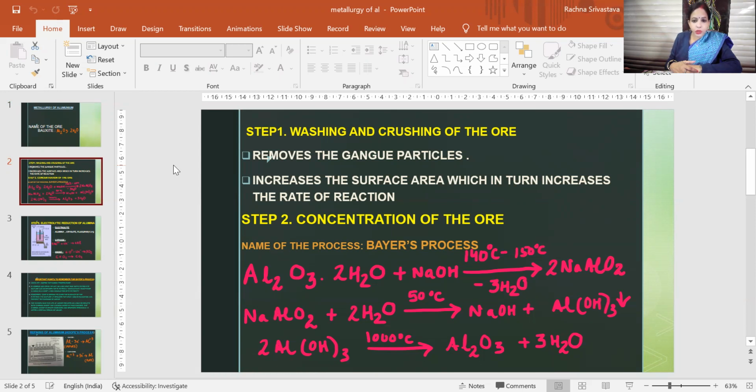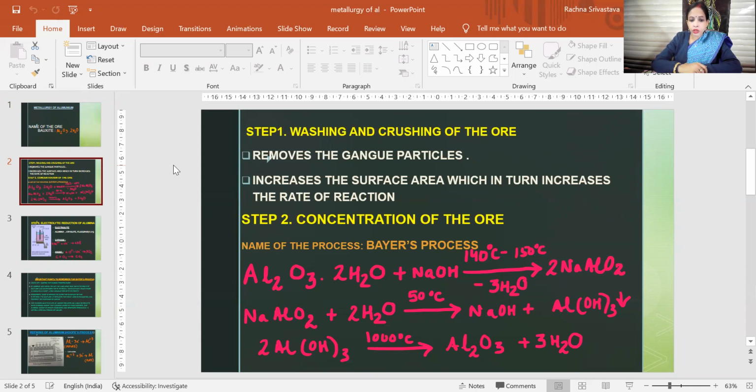Then comes step 2, concentration of the ore. Now in metallurgy, children, one very important thing is that you should be well aware of the technical terms we are using. Concentration is nothing but the removal of the gangue particles by a chemical process. A name has been given to this process: it is Bayer's process, which we use in the metallurgy of aluminium. So let's see how we concentrate the aluminium ore.